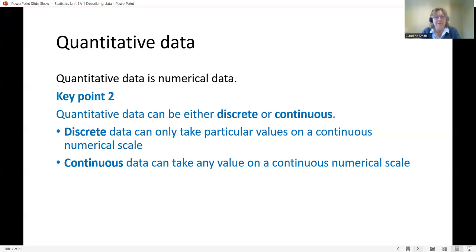Quantitative data. So quantitative data is numerical data. Key point 2. Quantitative data can be either discrete or continuous. Discrete data can only take particular values on a continuous numerical scale. But continuous data can take any value on a continuous numerical scale.